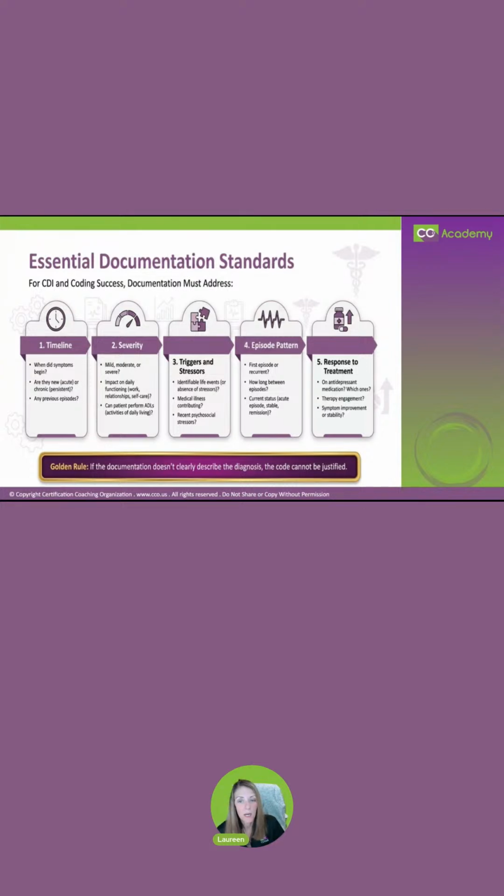All of this needs to be documented. That's, again, the golden rule. It's got to be documented. And if it doesn't clearly describe the diagnosis, the code can't be justified. So educate your clinicians to understand what you need.